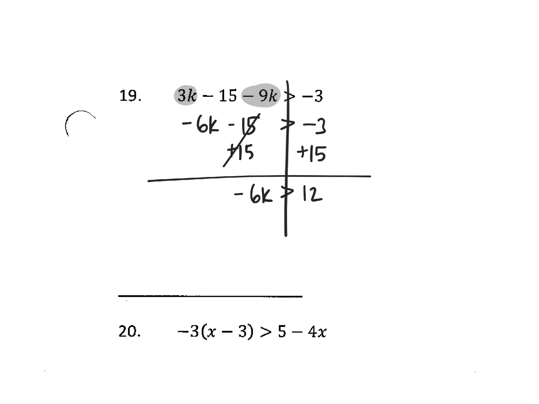Now we got to be careful here when I divide by a negative 6. We have to remember we need to flip the inequality symbol. So this becomes k is less than negative 2. Again, notice how I flipped that sign here. So that would be your final answer.